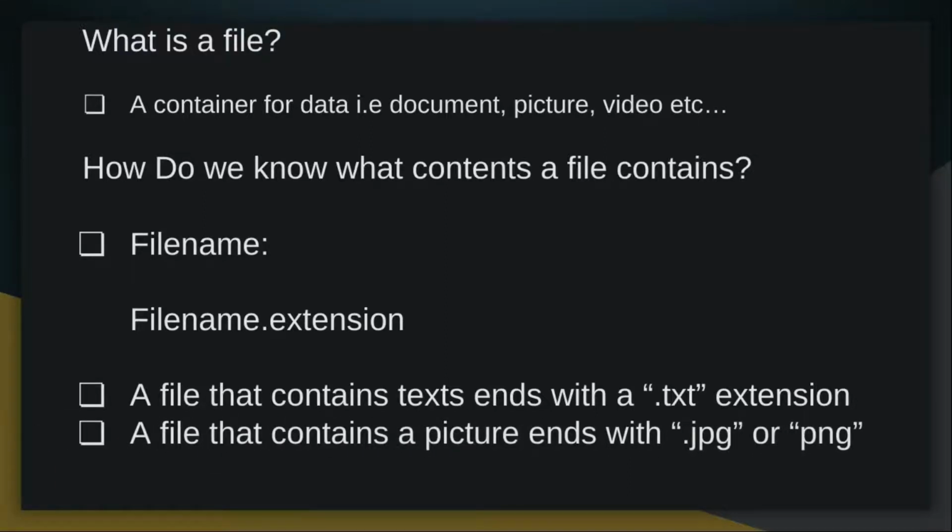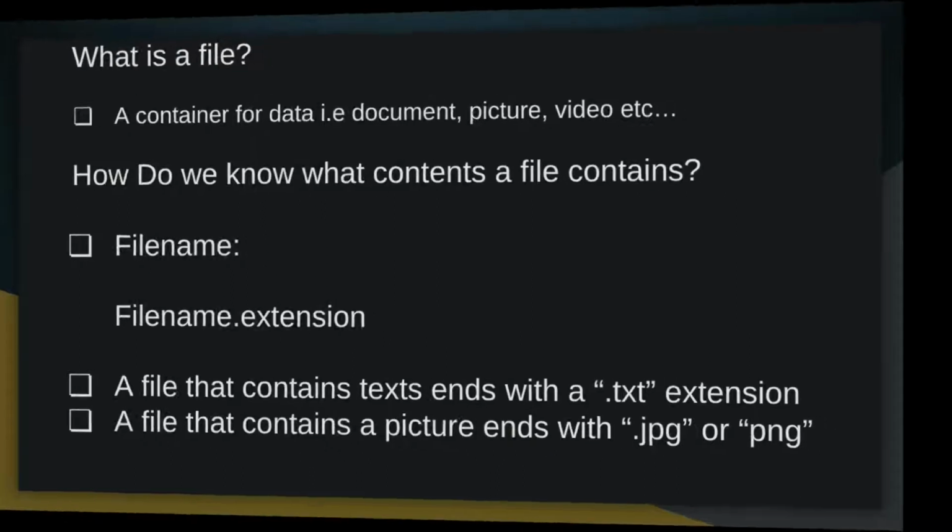A file that contains a picture may end with JPG or PNG. These are the common extensions of a picture, but there are others as well. If it is a video, then it will maybe be MP4 or MKV or AVI. There are all those extensions. Cool. So let's discuss something else.